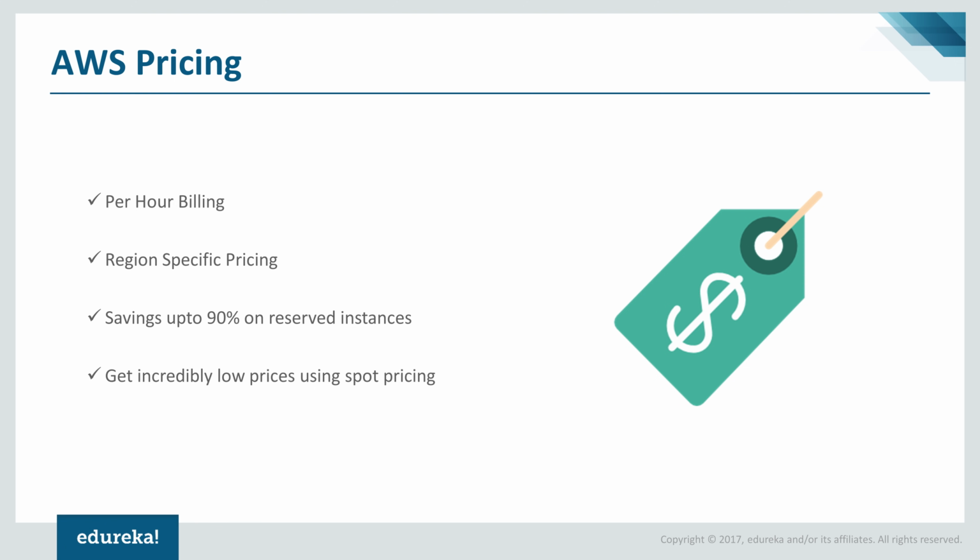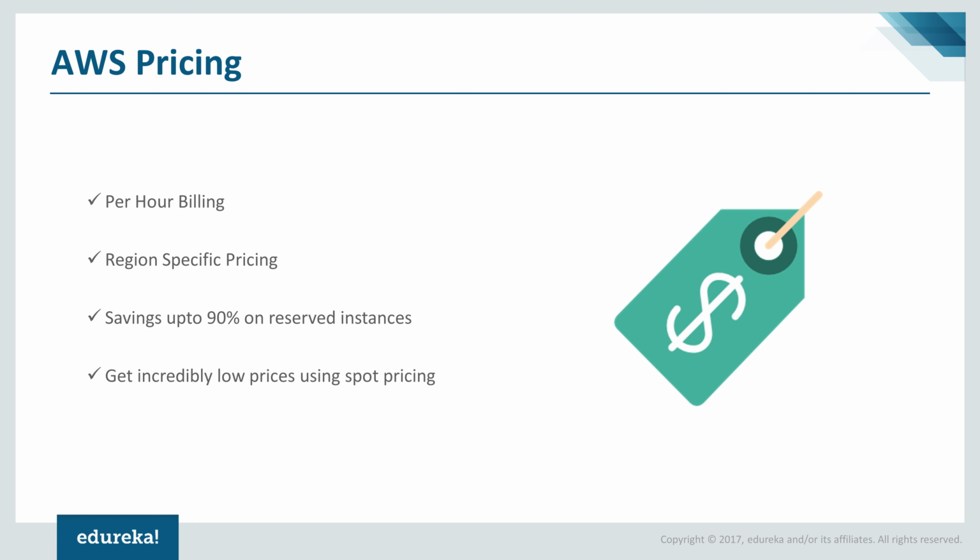Also, there's a thing called reserved instances. When you choose reserved instances, you save up to 90% costs. When you say reserved instance, it basically means you rent the server for a particular term, say a 1-year term or a 3-year term. And when you compare it with on-demand pricing, you save up to 90%, which is awesome.